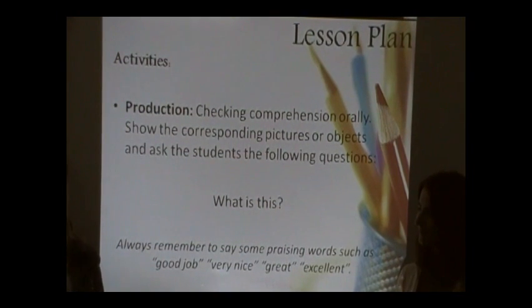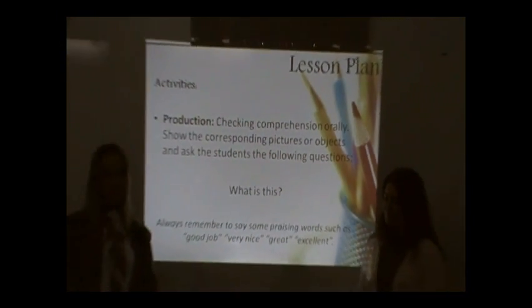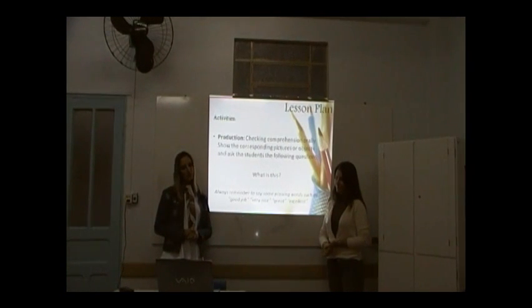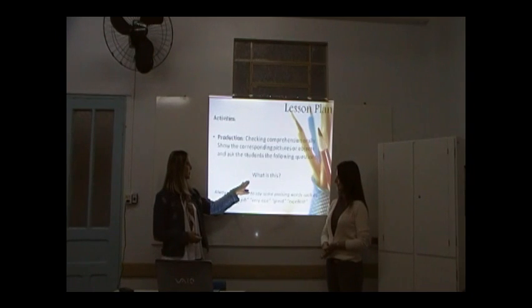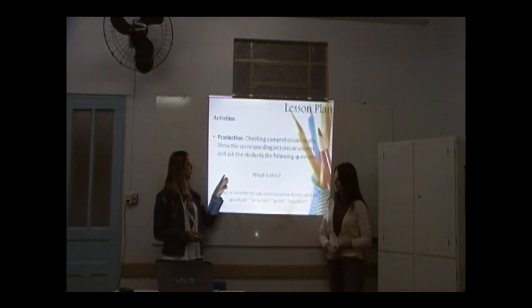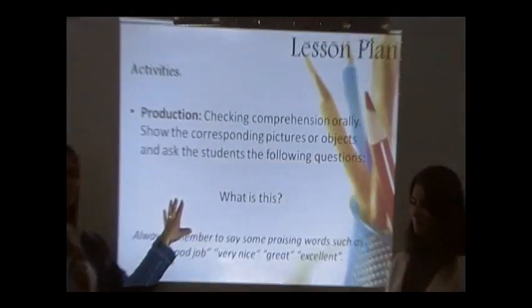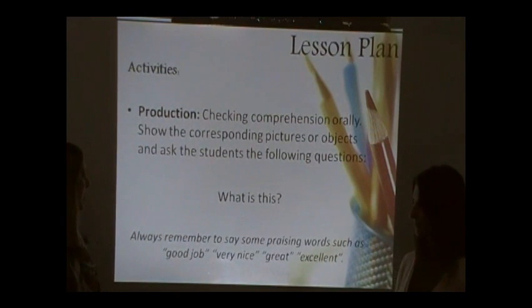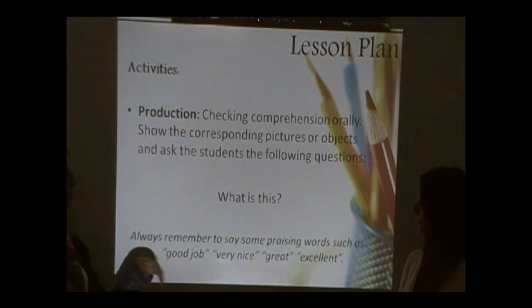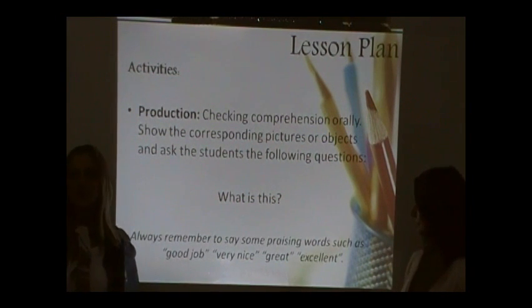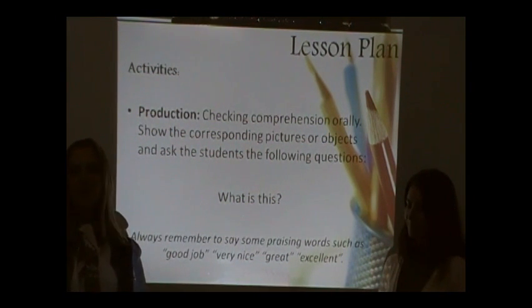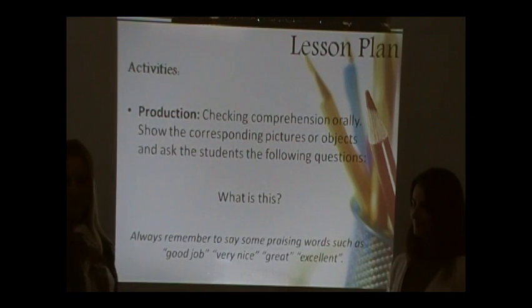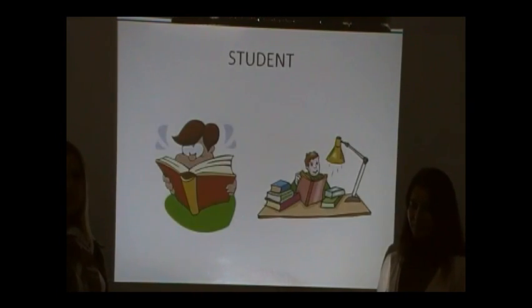And then the production: check comprehension orally, show the corresponding pictures or objects, and ask the students the following questions. For example, what is this? The teacher can show the picture and ask these questions. And when the student answers the question, always remember to say some praising words. For example, great, excellent, very good job, very nice. It's very important to motivate the student.